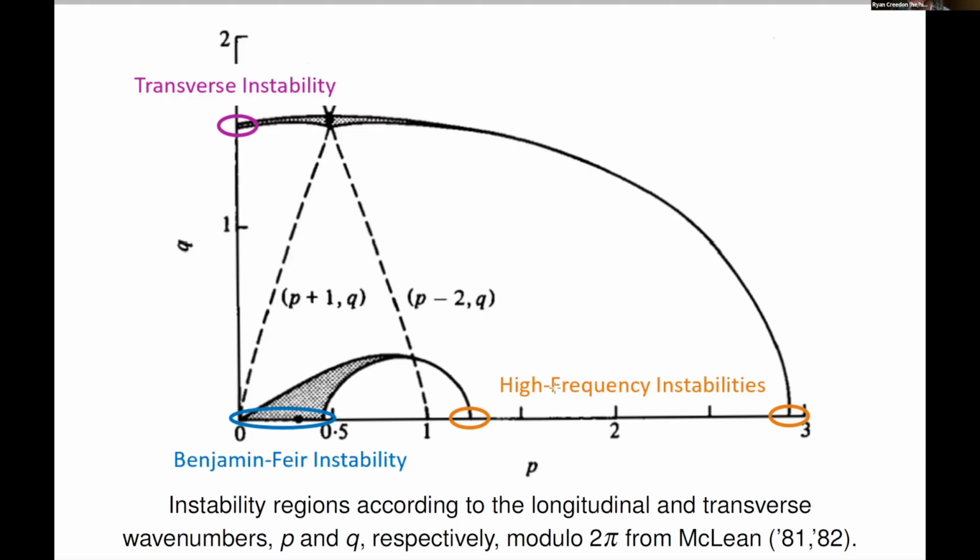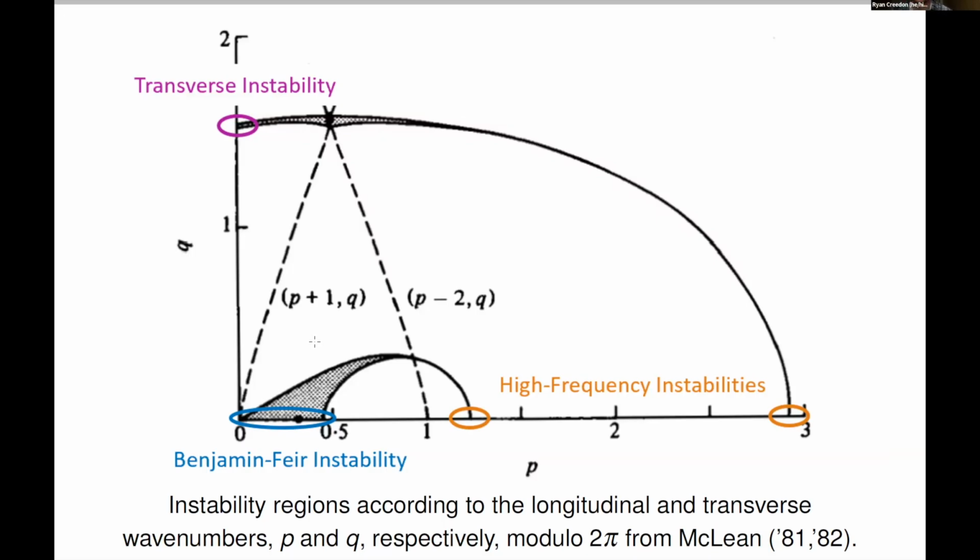So what you're looking at in this figure of McLean, from, I believe, 1982, is where this one is taken from. What you're looking at are the various instability regions given a wave number for the longitudinal component of your perturbation and the wave number of your transverse perturbation that you're applying to Stokes waves. So here p is the longitudinal component of the perturbation, and q on the y-axis is your transverse wave number component.